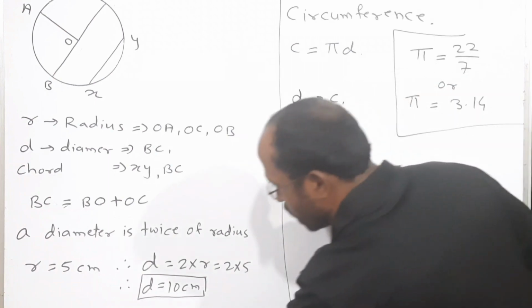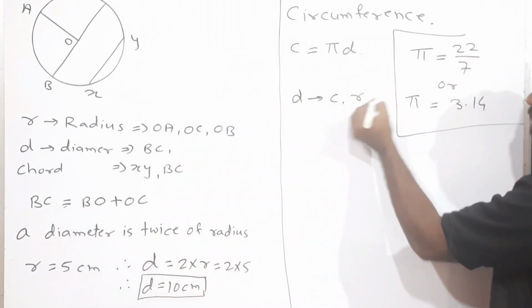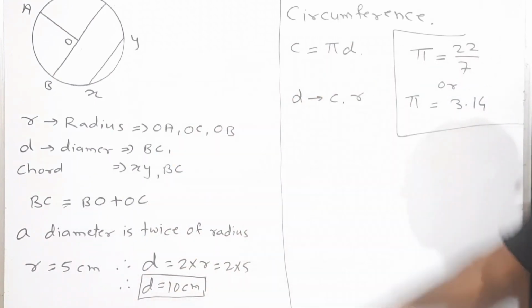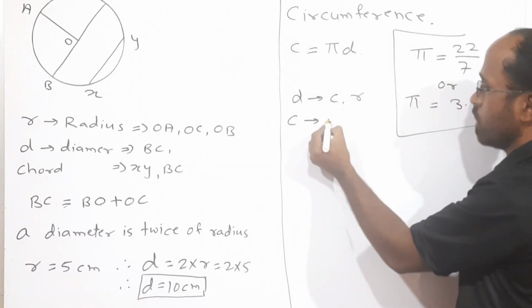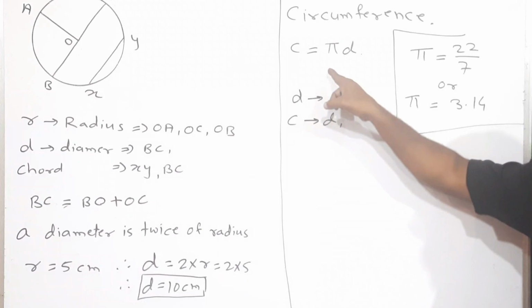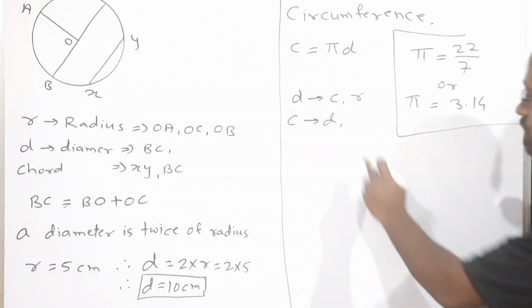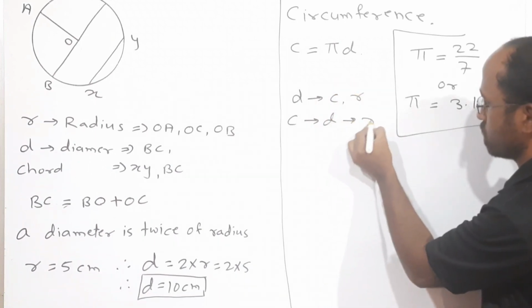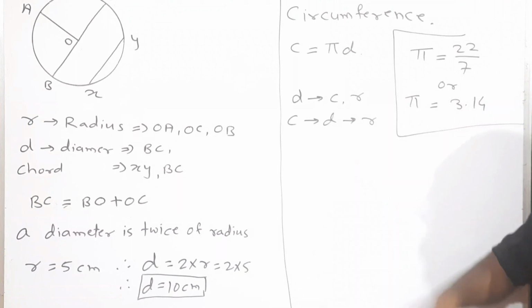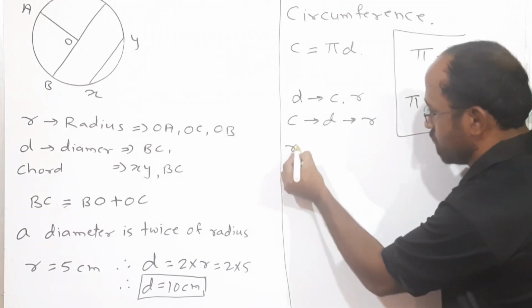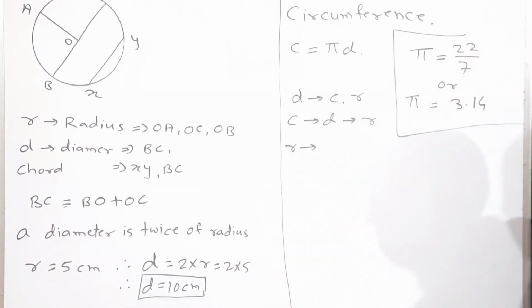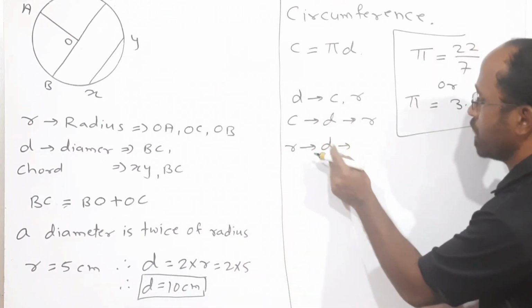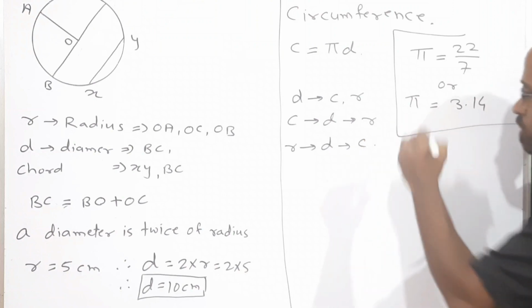So if diameter is given, based on diameter we can find out circumference. Based on diameter we can find out radius also. Clear? If circumference is given, based on circumference we can find out diameter by using this formula, and based on this diameter we can find out radius. Clear? If radius is given, based on radius we can find out diameter, which is twice of the radius, and based on this diameter we can find out circumference.